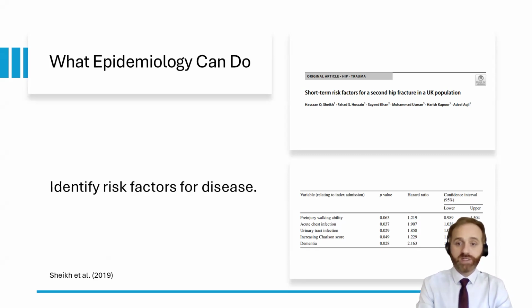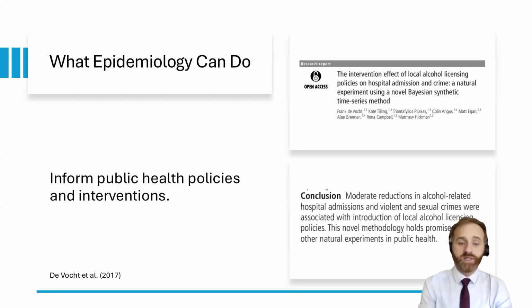So through epidemiological studies, we can identify these factors which affect the whole population, not individual cases. Another example of how epidemiology informs public health policies and interventions. This study was published in 2017 by Voch et al. It was about public health intervention at local alcohol licensing platforms.